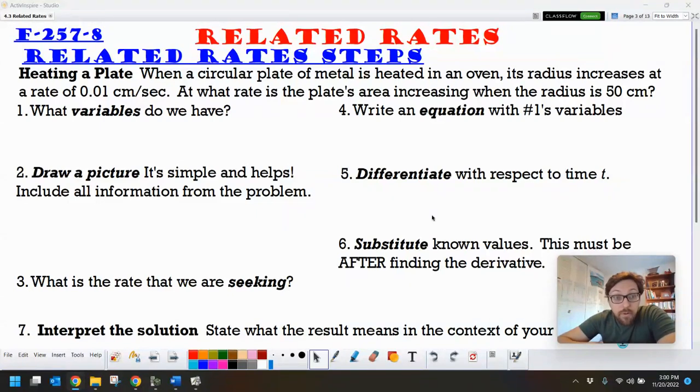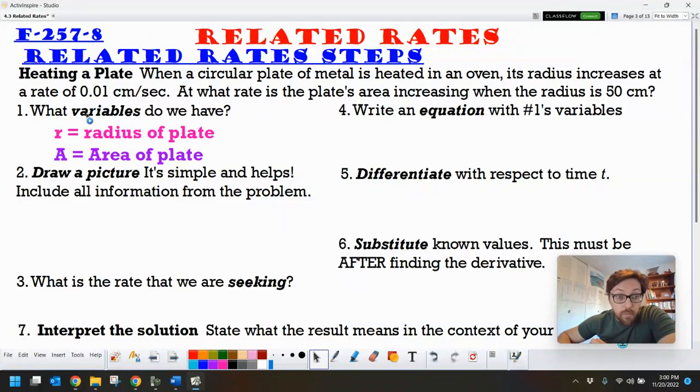Here's an example of a related rates problem. What I've done is I've written out the different steps that we're going to take through this one. This one's a little bit simpler, but it really demonstrates the different steps that you need to take. So we have a circular plate that is heated in an oven. Its radius increases at a rate of, we've got one right here, and we want to figure out the rate that the area is increasing. This is where that related rates idea comes from: we have a rate of radius increasing, and we also have a rate of area increasing, and we want to know what the relationship between those rates is. So we start by identifying our variables.